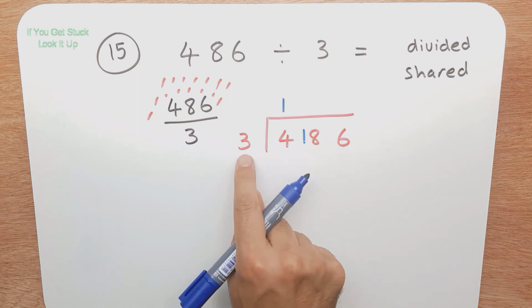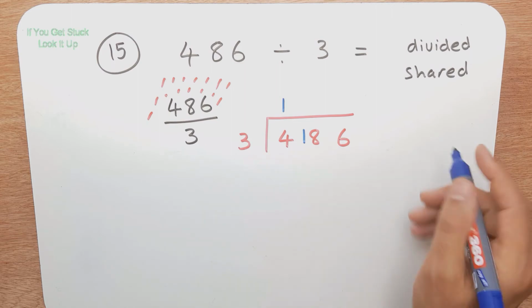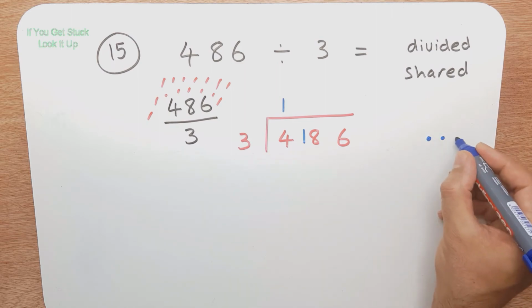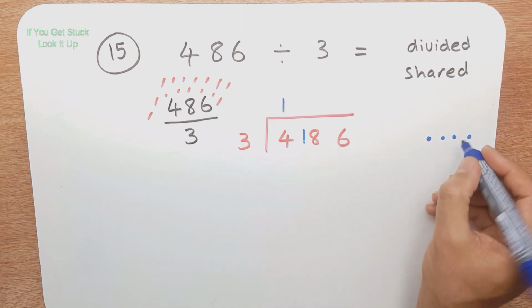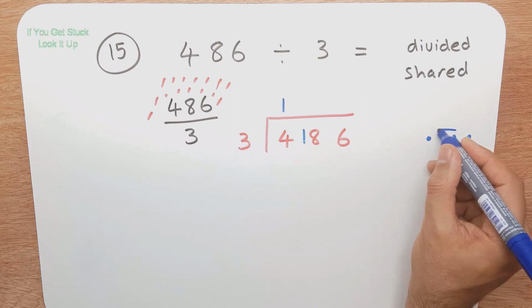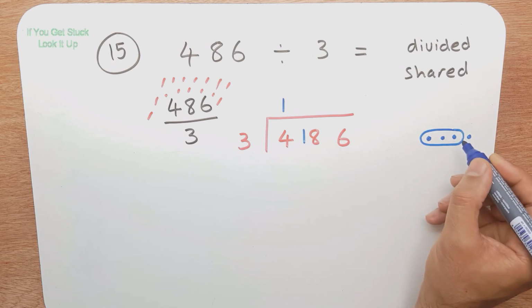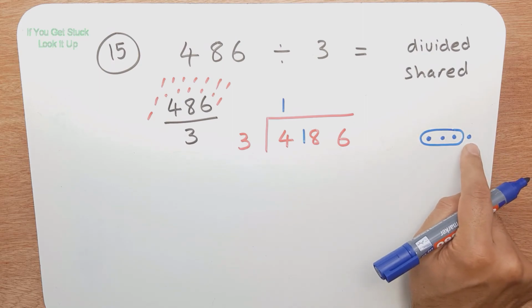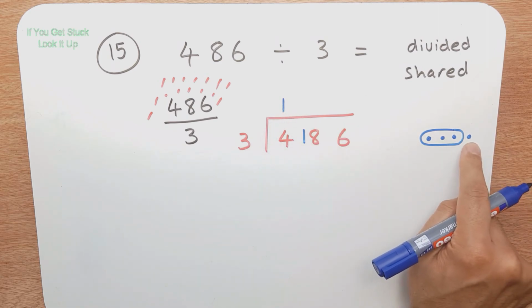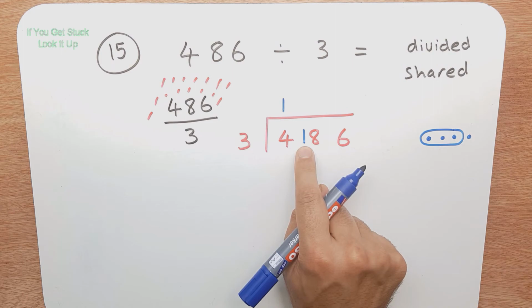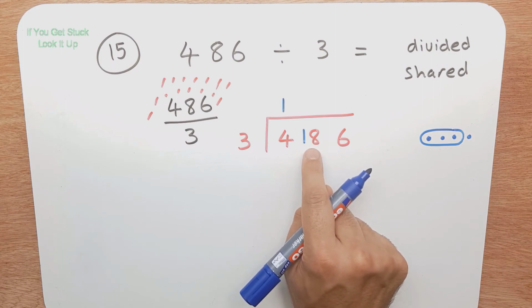So let me do that again. How many 3s are there in 4? So you have 1, 2, 3, 4. How many groups of 3 can I get? 1, 2, 3. Let me put that into a group. I've got 1 group and I can't get any more groups. So it's 1, remainder 1. And that remainder goes here. So now this 8 becomes 18.